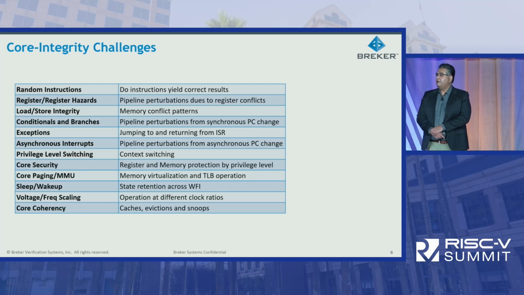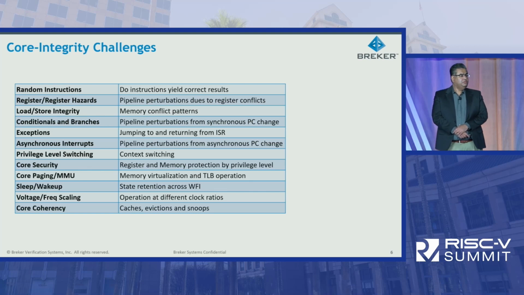From there, we start thinking about branches, because branches suck. They put bubbles in our pipelines. We don't like branches, so we do branch prediction, and we have to make sure we get that right. So try all kinds of strange branches: branches taken, not taken, all the shadow effects, things that we deal with.